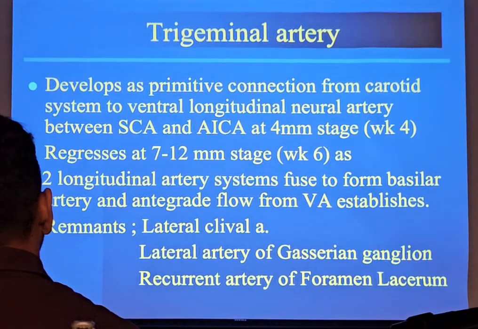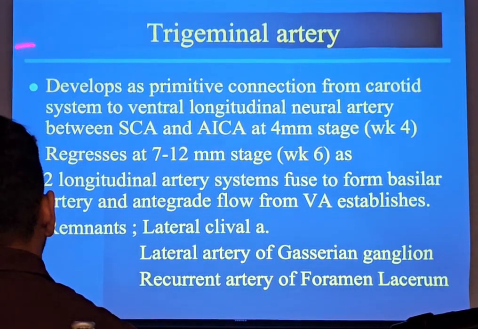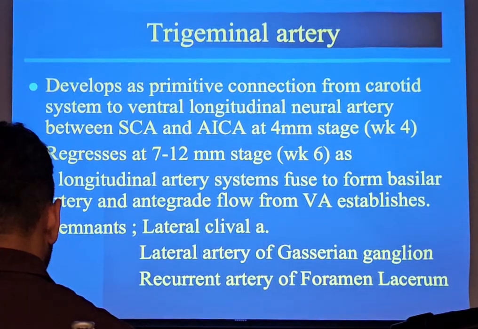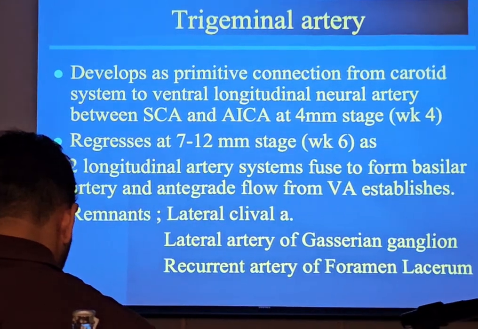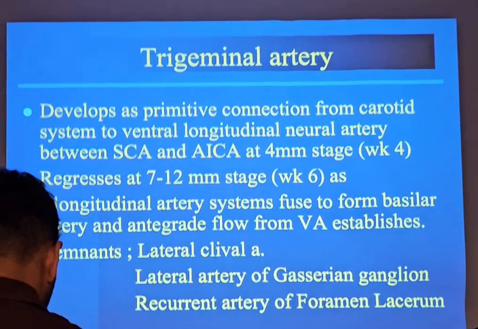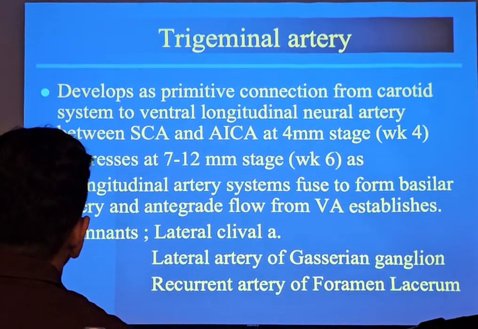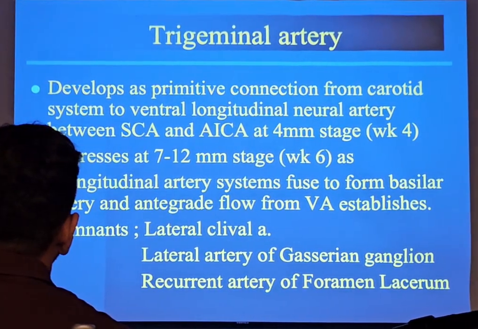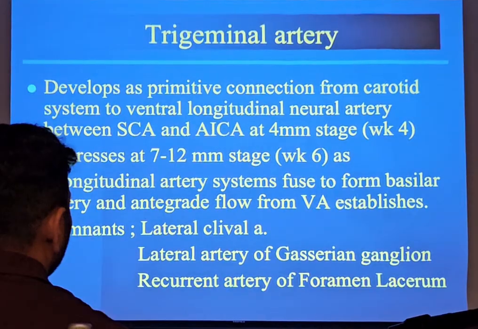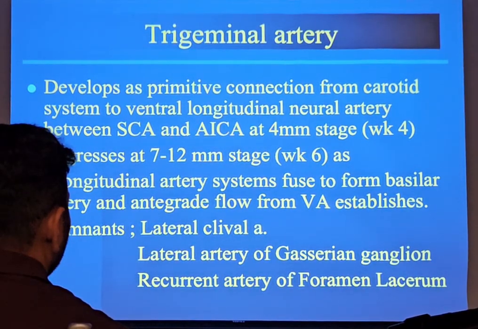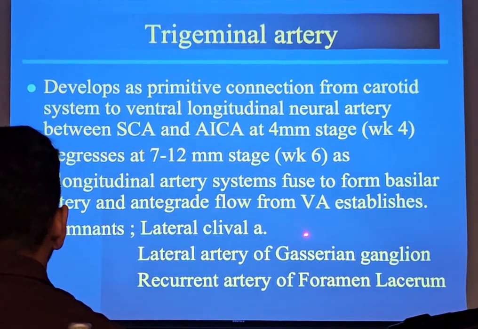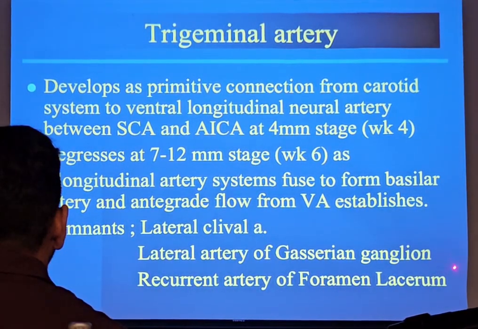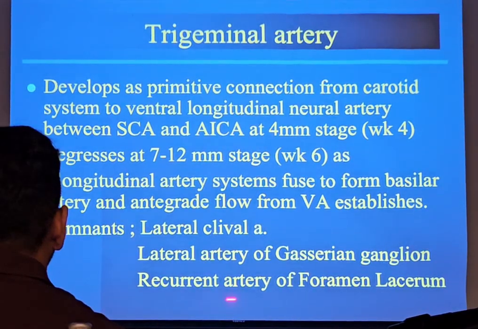The trigeminal artery develops as a primary connection from the carotid artery to the ventral longitudinal neural axis. We said a pair of longitudinal ventral neural arterial axes is the major supply to the rhombencephalon, eventually fusing together, making the basilar artery and anterior spinal artery. It regresses at about 6 weeks. The remnant of the trigeminal artery is usually the lateral clival artery, supplying the trigeminal ganglion. The recurrent artery of foramen lacerum is a trigeminal artery remnant.